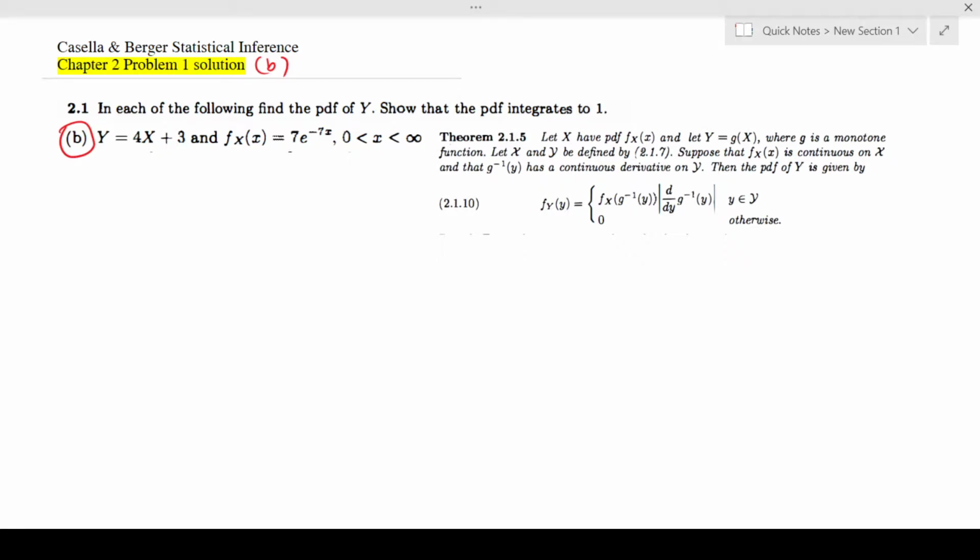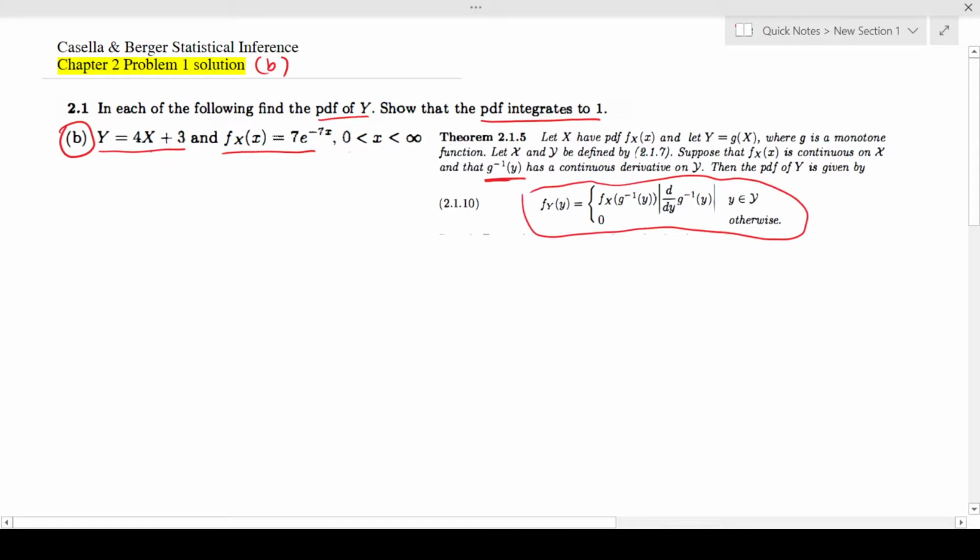So in this question, the problem is, in each of the following, find the PDF of Y and show that it integrates to 1. They have given us the PDF of X, and the relationship between the variables X and Y. So according to this theorem, we have to find g inverse of y and apply this formula.